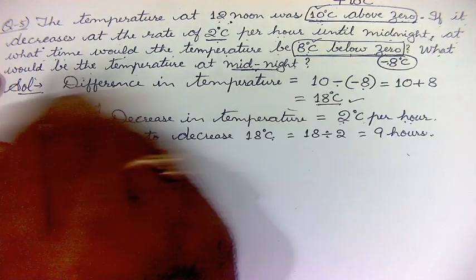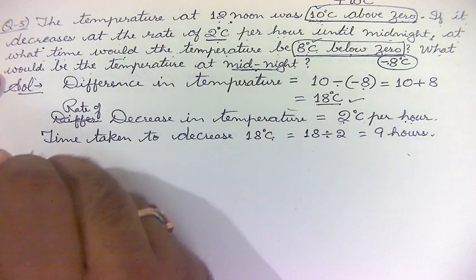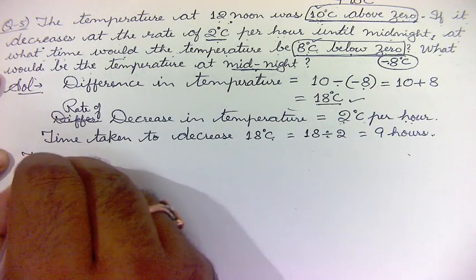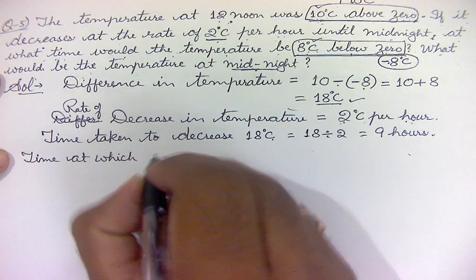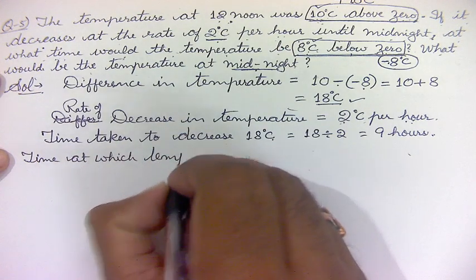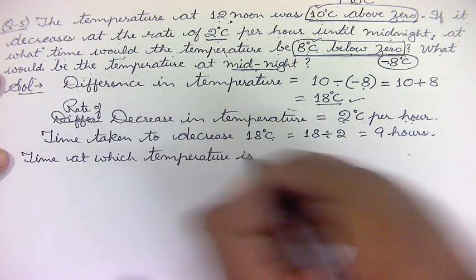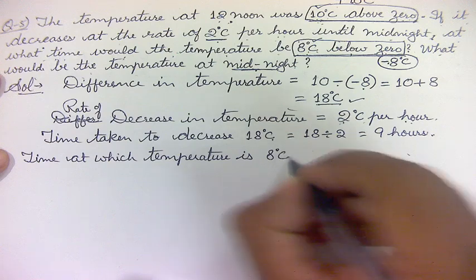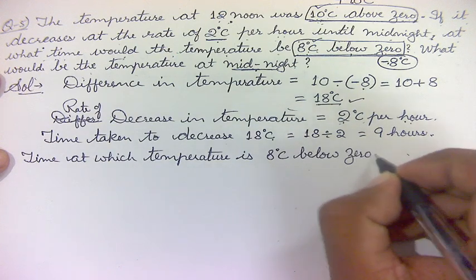So at what time would the temperature be 8 degrees Celsius below 0? So, time at which temperature is 8 degrees Celsius below 0.